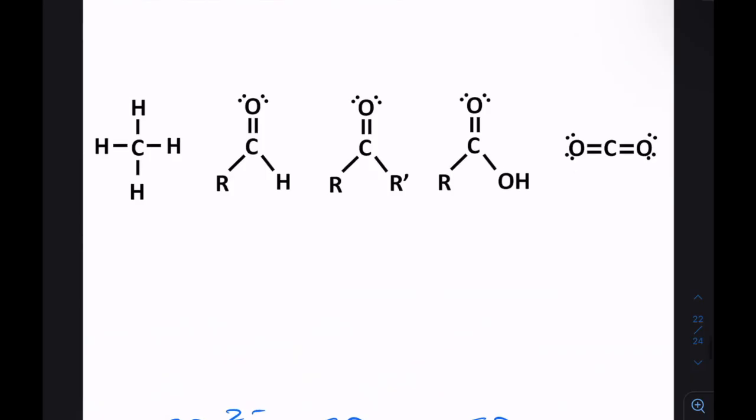Let's take a closer look at the carbons again. Here's the methane, once again, on the left-hand side. So we already know that that's 4 minus. And here's carbon dioxide. We already know that that's 4 plus. Okay? Those are the two extremes.